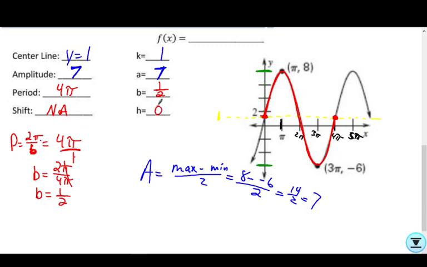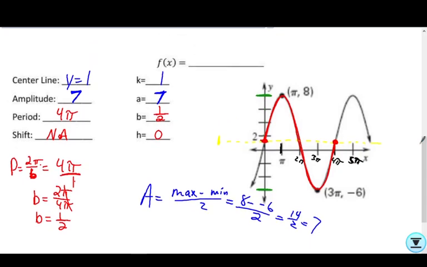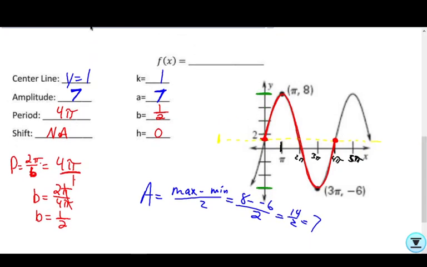So again, come up here. And like I said, if you wanted to put in, this is f of x equals k plus a sine of bx minus h. That's my parent function with transformations. And now we just plug things in. So we know k is 1. So this is 1 plus, amplitude is 7, sine. What is b? We found b. That's 1/2 x minus 0. Because h is 0. And there's my equation.